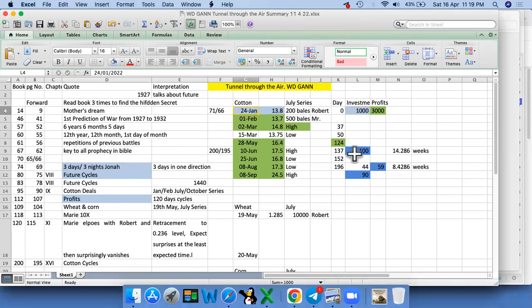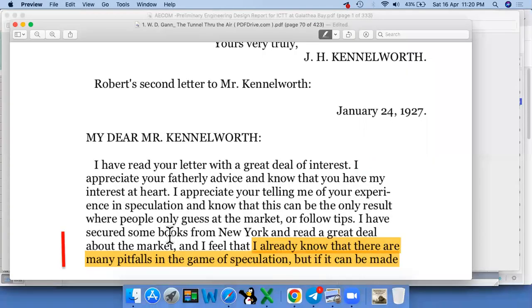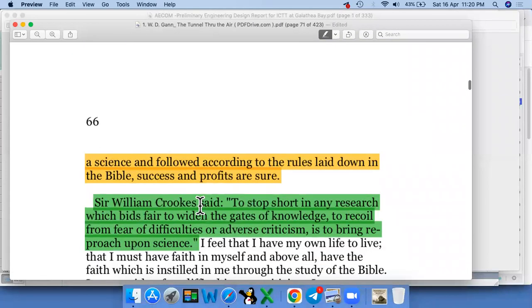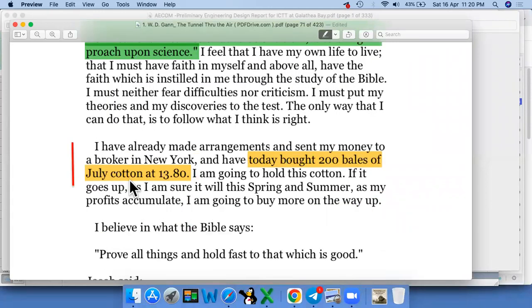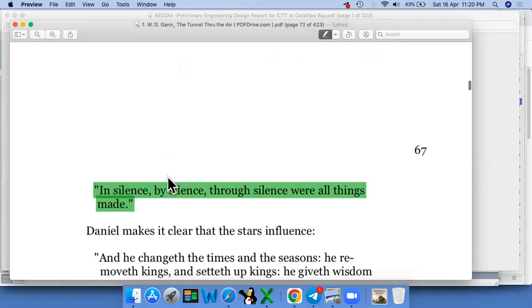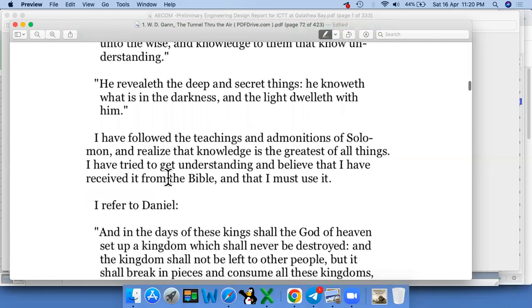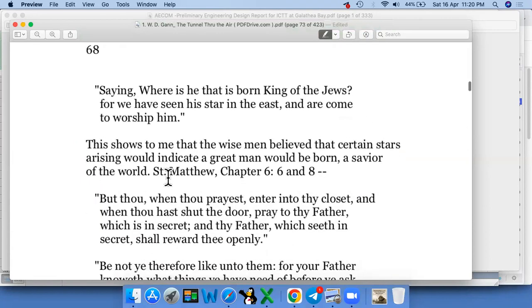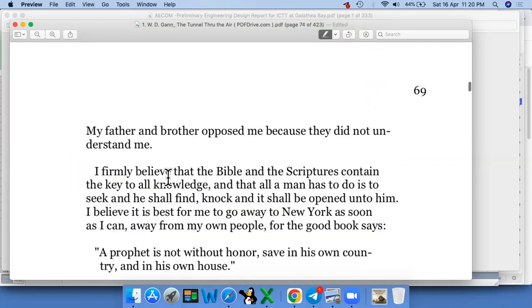Right. So on 24th of January, he bought 200 bales at a price of 13.8. This for July series, and his investment was around 1,000 US dollars. Right. So this is what has been written in the letter, as per the book. 200 bales, July cotton at 13.8, which is the rate which has been given, right? And he further requests Mr. Kellingworth that he should also be buying accordingly. So this must be given further in the letter, right?